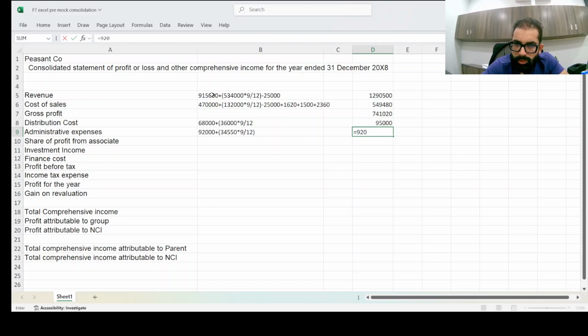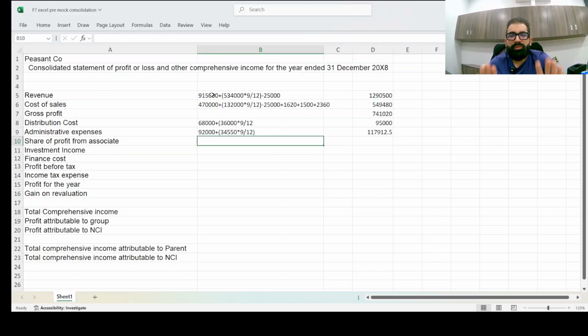Equal 92,000 plus 117,912.5 or 913. Okay, now the next thing is you need to calculate share of profit from associate. Just to save time, I have already written the names here on the left hand side, but in the exam you need to write it yourself. In the examination you need to write it yourself.